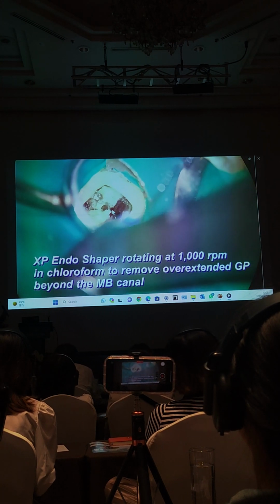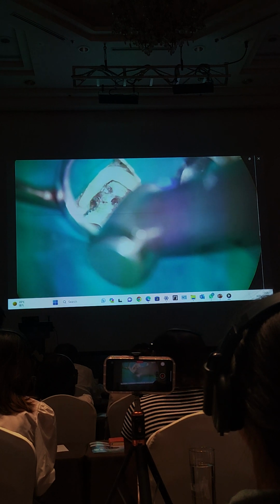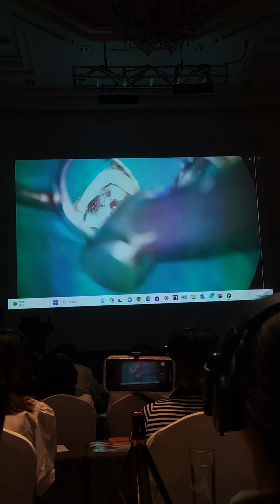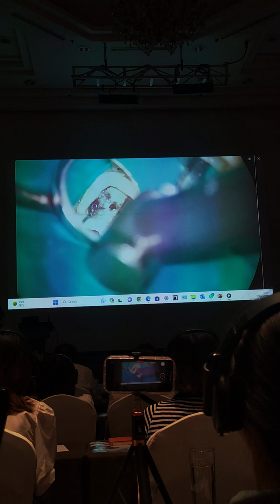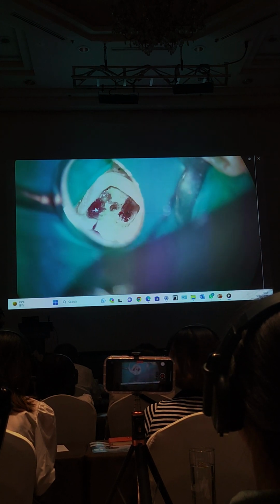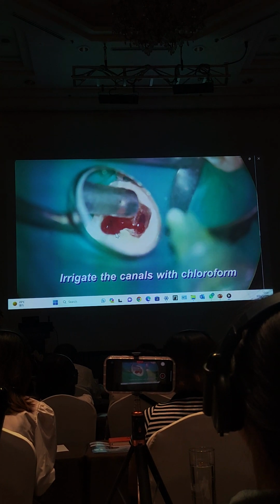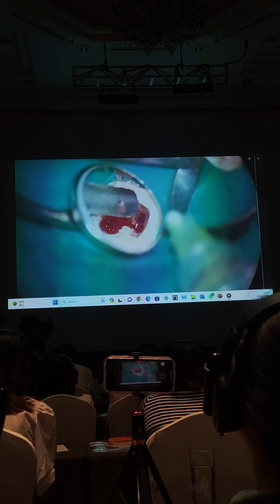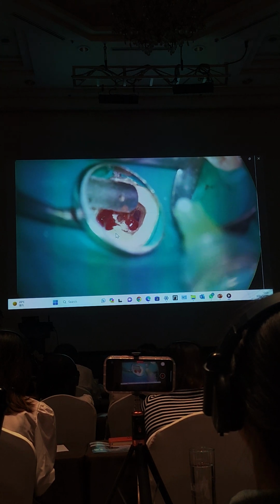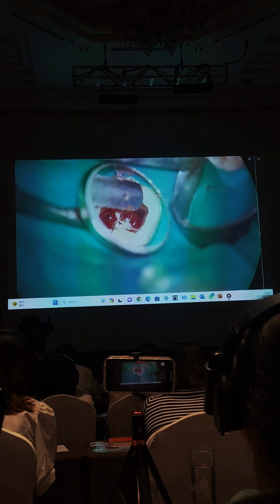So this is the Expand Shaper because it's already outside the root canal. So I'm spinning the Expand Shaper inside the periapical tissues. So that's why you see the blood coming out. But I didn't anesthetize the patient. But there was no complaint from the patient. Even if you see lots of bleeding.